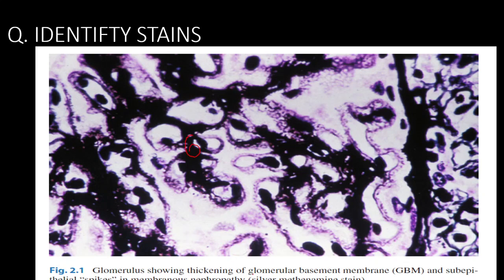I thought of keeping a slide of all the images, but since I could not get the time in this video, I didn't keep it, but I will try to come up with videos showing all the stains. Here I have the methenamine silver stain, where you will get blackish things. Whenever this kind of stain is there, most likely the diagnosis will be membranous nephropathy, from your exam point of view.